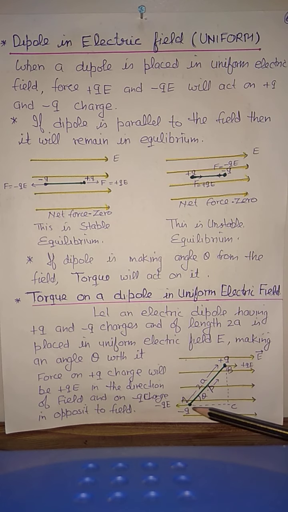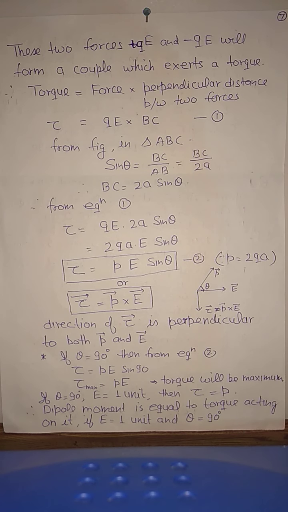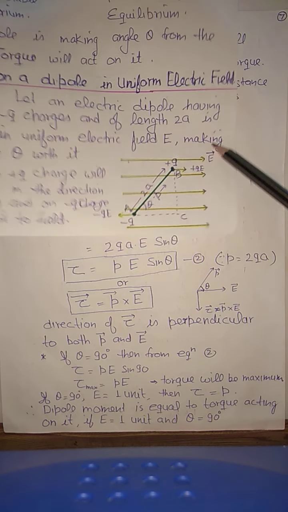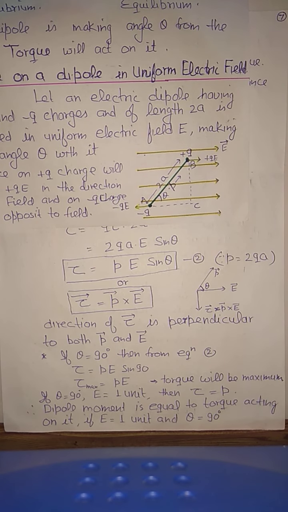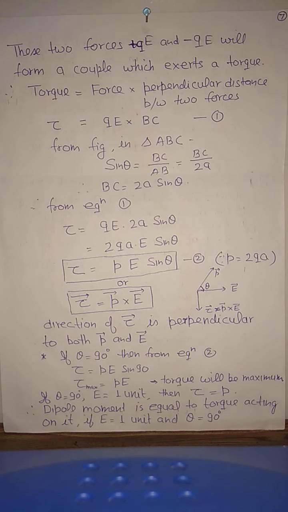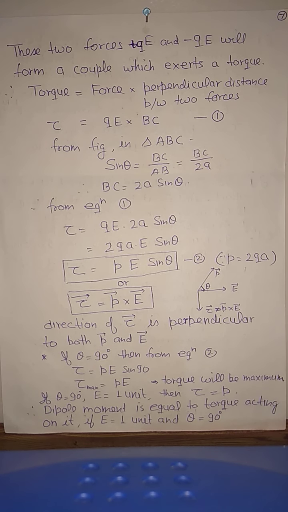Starting, dipole AB is placed in uniform electric field making angle theta with the field. The dipole length is 2a. The forces plus QE acting in the direction of field and minus QE acting in opposite direction of the field. Students, this diagram shows that plus QE and minus QE, which are parallel and in opposite direction, will form a couple which exerts a torque. And what is the torque?